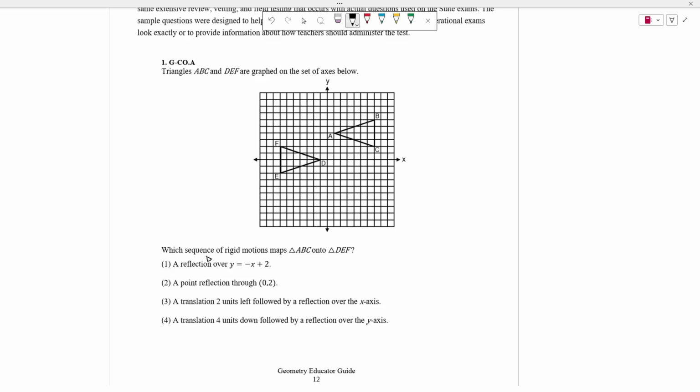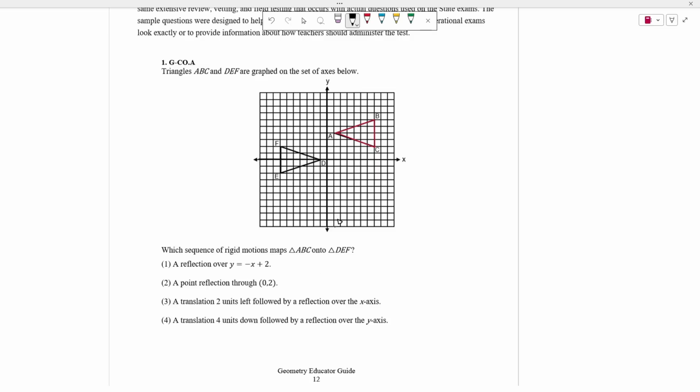It asks us which series or sequence of rigid motions will map triangle ABC onto triangle DEF. Here we have triangle ABC, and here we have triangle DEF, and we're trying to move ABC onto DEF. Now, it's a little bit hard to see, and I don't know why the Regents didn't highlight the axes, but this is the y-axis, and this is the x-axis. So hopefully this makes it a little bit easier for you to see the axes.